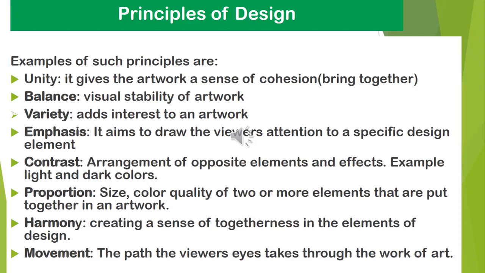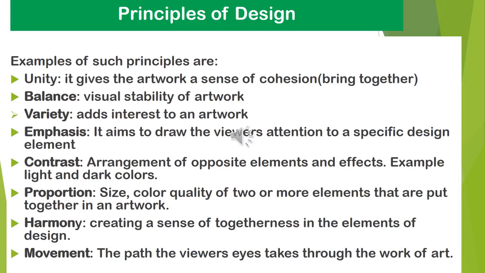Okay, then we have emphasis. It aims to draw the viewer's attention to a specific design or element. For instance, let's say you have a set of squares which you've colored all maybe green, and there's one particular one that you have colored red. That red color or that red square gives us emphasis, draws our attention to that particular color. Okay, so that's emphasis. If you want to create emphasis in a design, you can use color, you can use shape. Okay, so these are all what? Principles of design that will help you to use what? The elements.